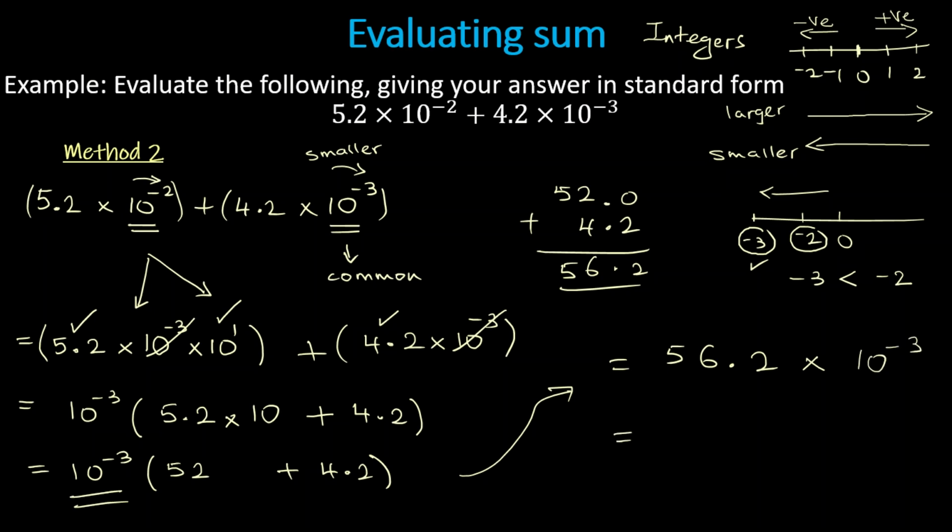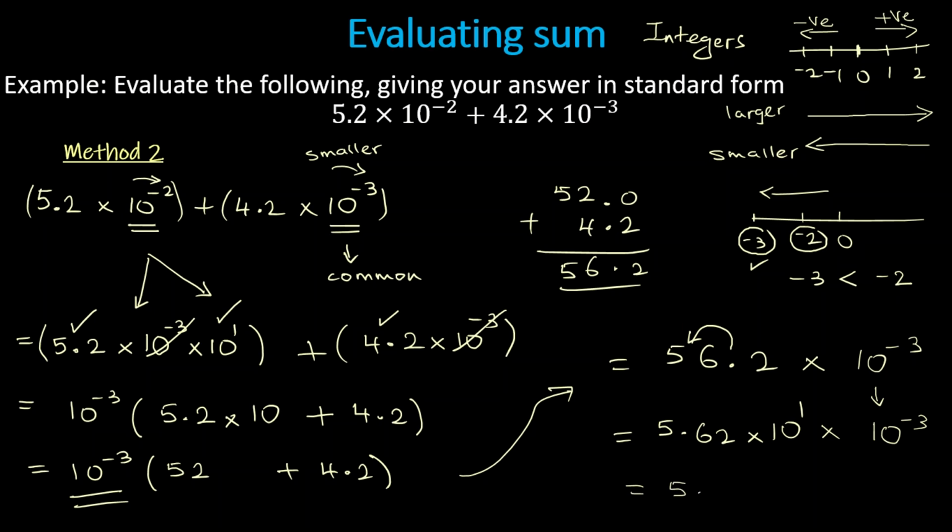Now we have to check, is this answer in standard form? We consider the first number. Is it between 1 and 10? No. So we have to convert this number to between 1 and 10. But first we keep the 10 power -3 there. So let's convert 56.2. We bring the decimal here. So it's 5.62 times 10 to the power of 1.